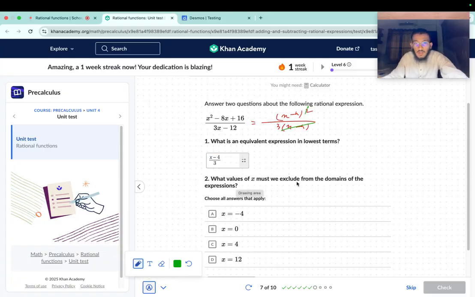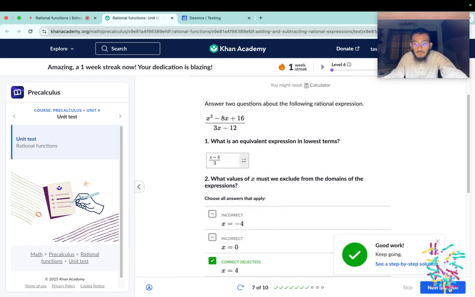Now, what values of x must be excluded from the domains of the expressions? That is anything that makes it undefined. So which is 4, positive 4 only. So this is our answer.